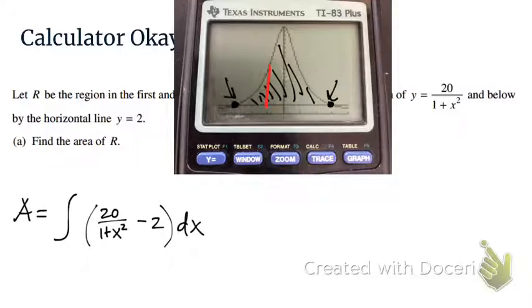All right, so my points of intersection are 3 and -3, which means my limits of integration are from -3 to +3. And this is a calculator okay question, so go ahead and put that in your calculator and unpause your video when you're ready to check your answer. All right, the answer I got was 37.961 or 37.962.